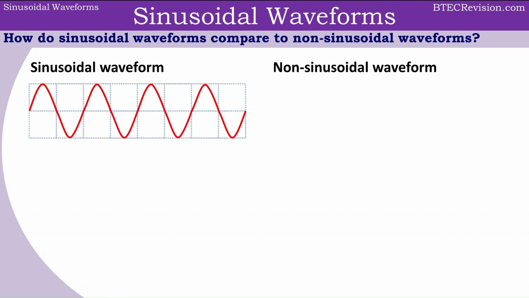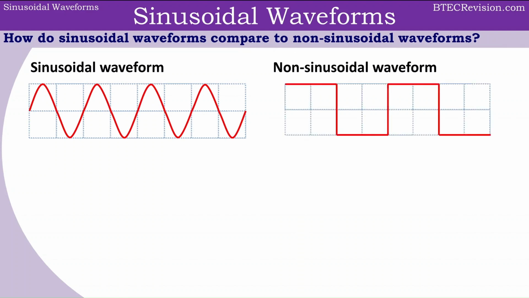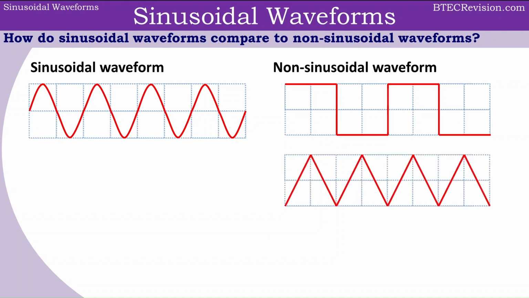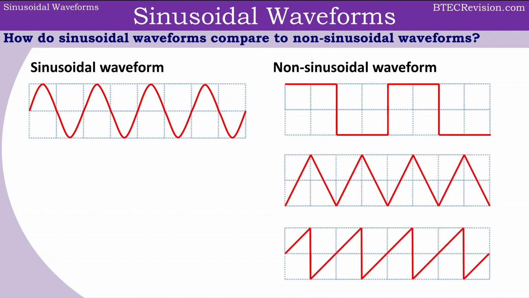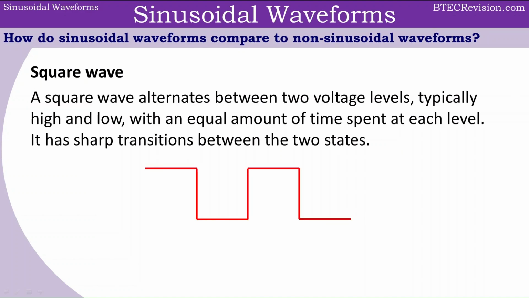How do sinusoidal waveforms compare to non-sinusoidal waveforms? Here is an example of a sinusoidal waveform. Non-sinusoidal waveforms are a square wave, triangle wave, and a sawtooth wave. There's many more, but these are the 3 that we need to know about. A square wave, as shown in the picture, is a wave that alternates between 2 voltages, typically high and low, with equal amounts of time spent at each level. It has sharp transitions between the 2 states.